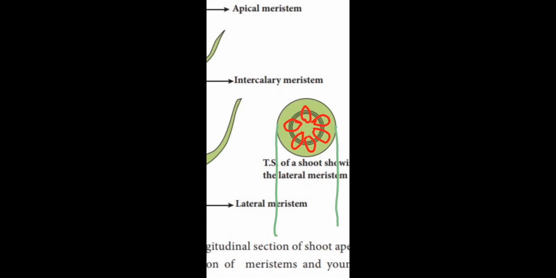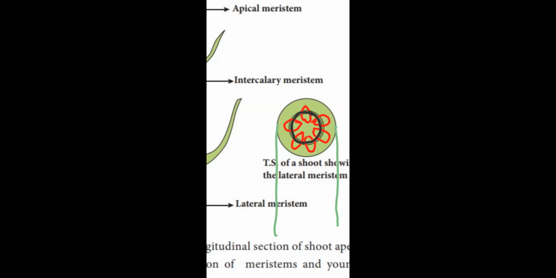अच्छा, ये वाले को क्या कहते हैं? ये मेरिस्टेम को क्या कहते हैं? The circular patch of a meristem passing through the vascular bundles in a cylindrical manner, arranged inside the stem axis, root axis. Together isko kya kehte hai? Vascular cambium. Absolutely right. Bang on target. Yes, good.